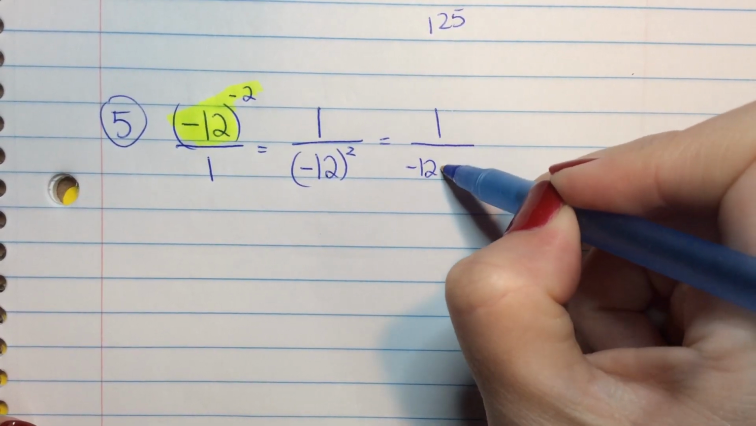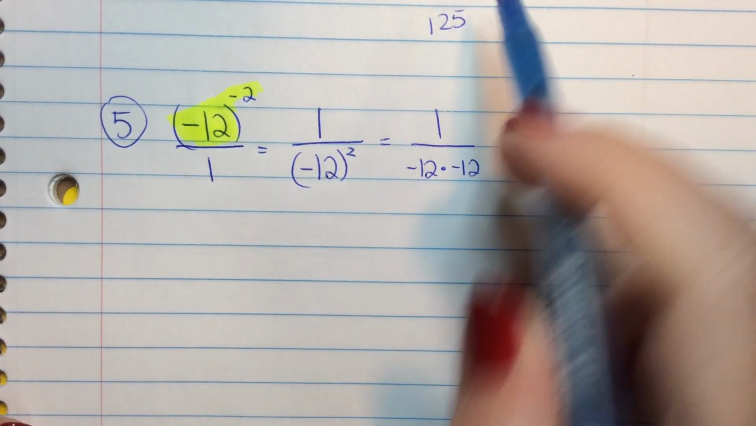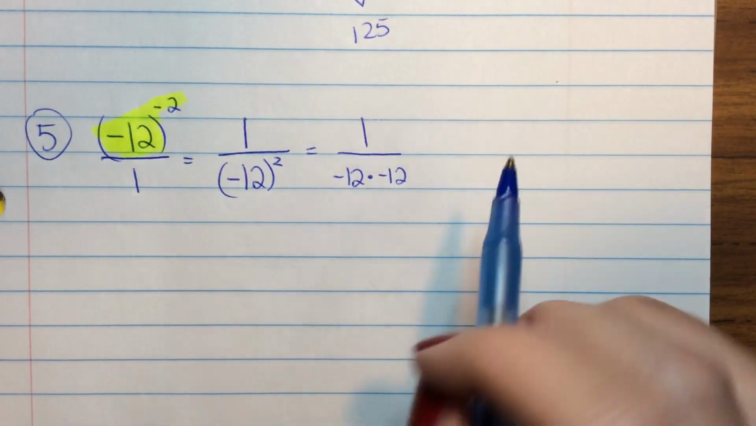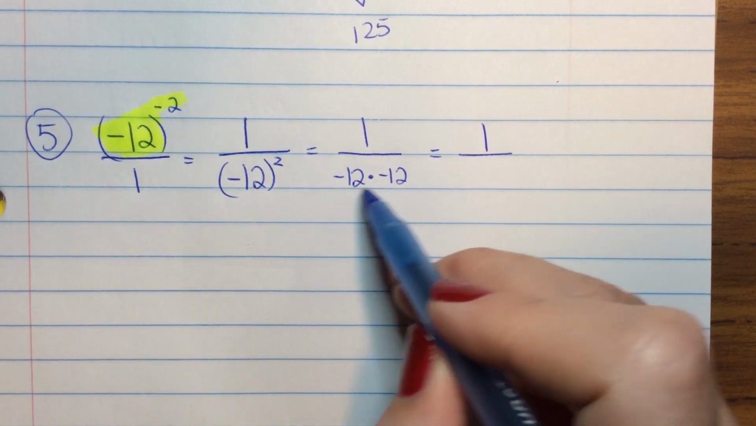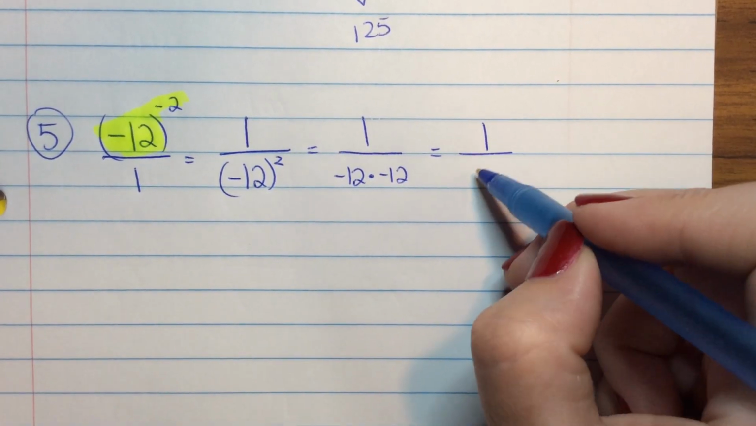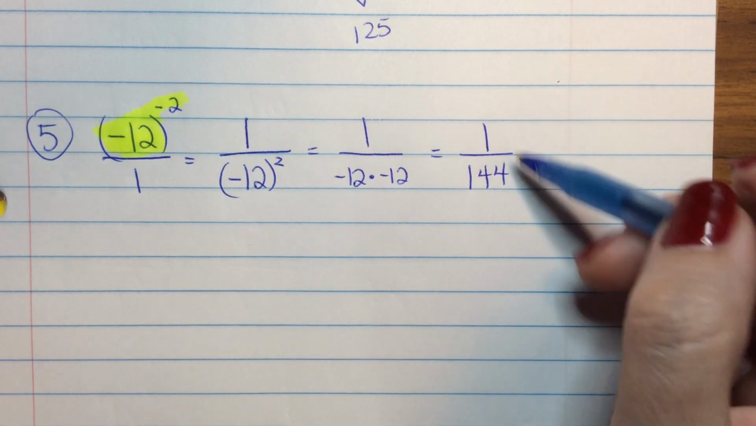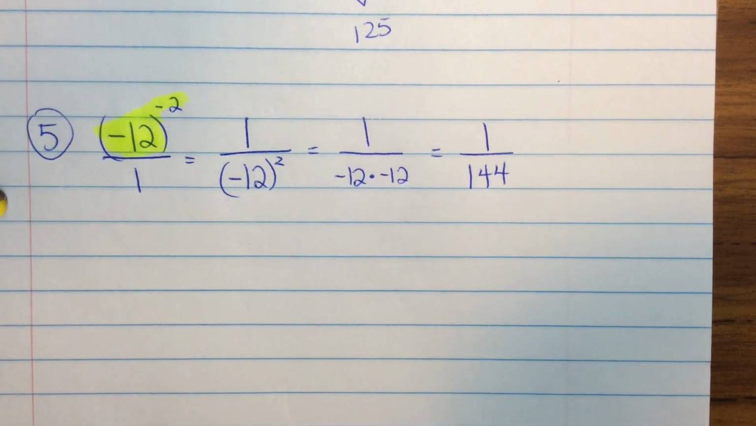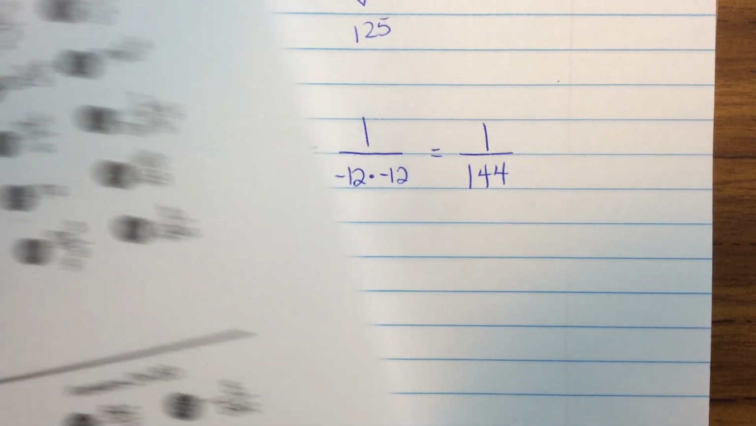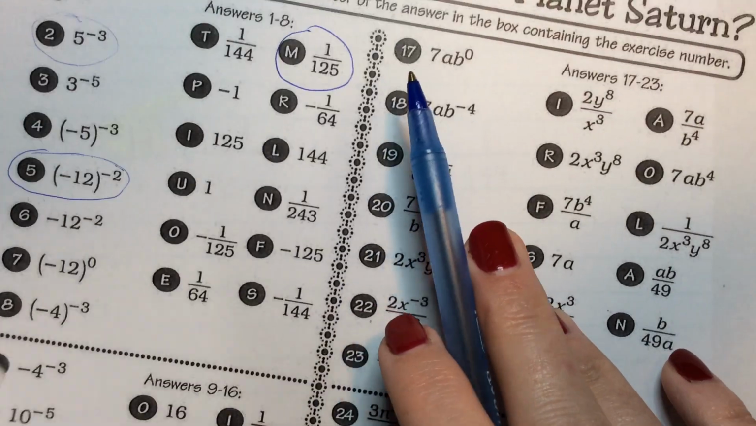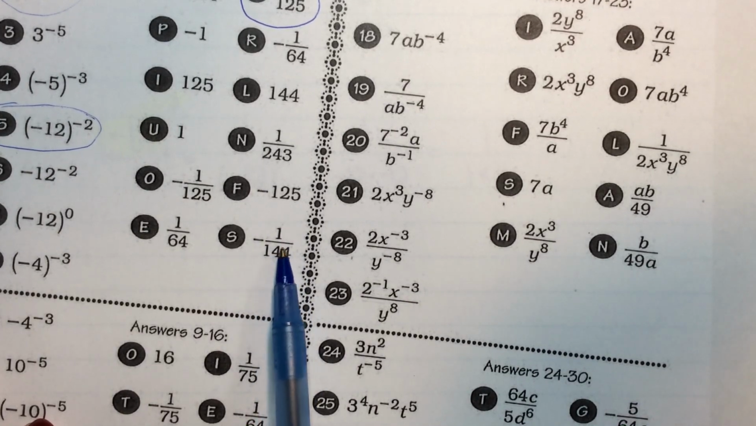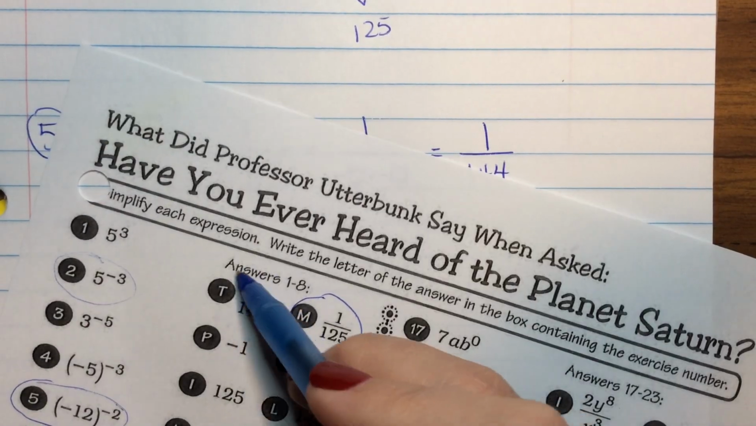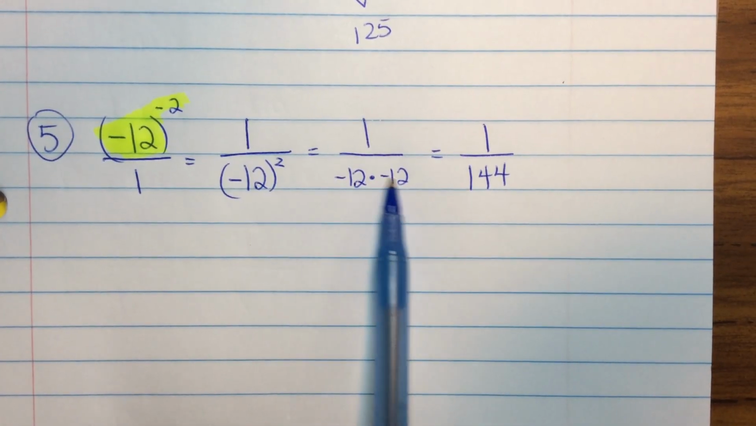So whatever negative 12 times negative 12 is, because I have 2 of them, then that'll be my answer. And like I said, you can use your calculator, or maybe you already know your 12s. 12 times 12 is 144, and negative 12 times negative 12 is also 144. All right, so it's 1 over 144, and it would not be the negative 1. Ours will be positive for this problem because these 2 negatives canceled each other out.